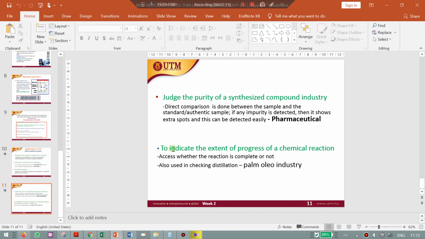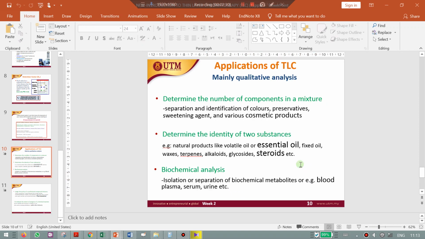The next one is to indicate the extent of progress of a chemical reaction. We already discussed this. You want to monitor the progress of the reaction. For example, in a distillation process, you want to know at which temperature you get a complete reaction, or at which time you get a complete analysis. That's one of the examples. So maybe from the application of TLC, they can give you a question, give two hypothetical situations of the application of TLC. Maybe that's one of the questions lah.